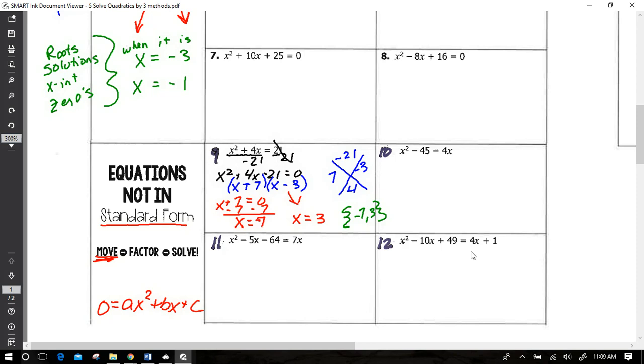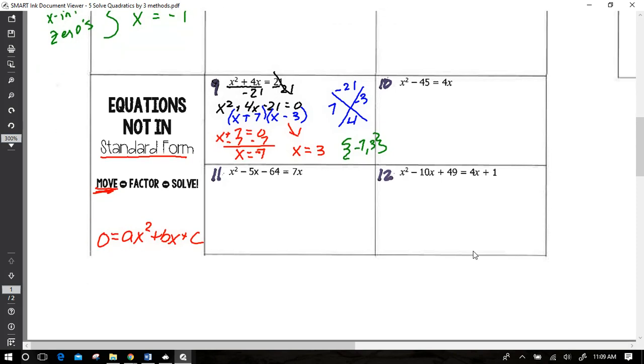Let's do number 12 together. Number 12. So let's minus this 4x on both sides. Notice I'm lining it up where it goes with its like term. So those cancel. They're now 0. I have 48. I have negative 14. Okay, so I'm now ready to factor.